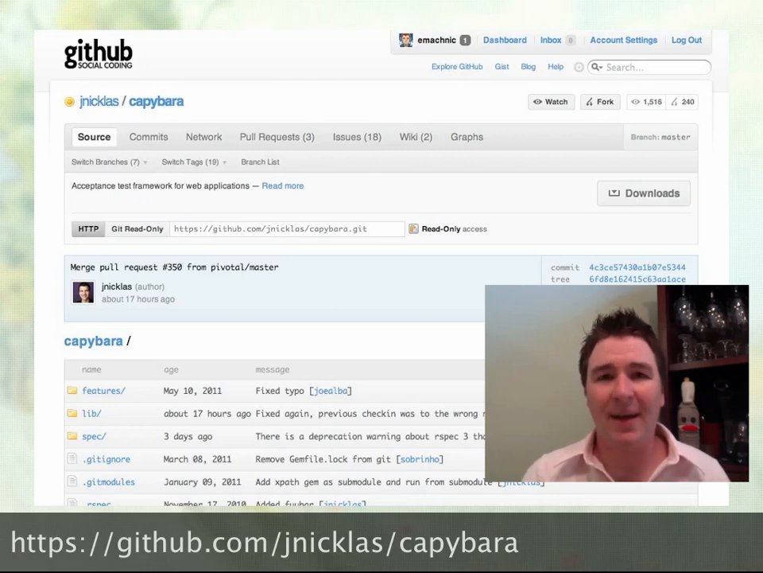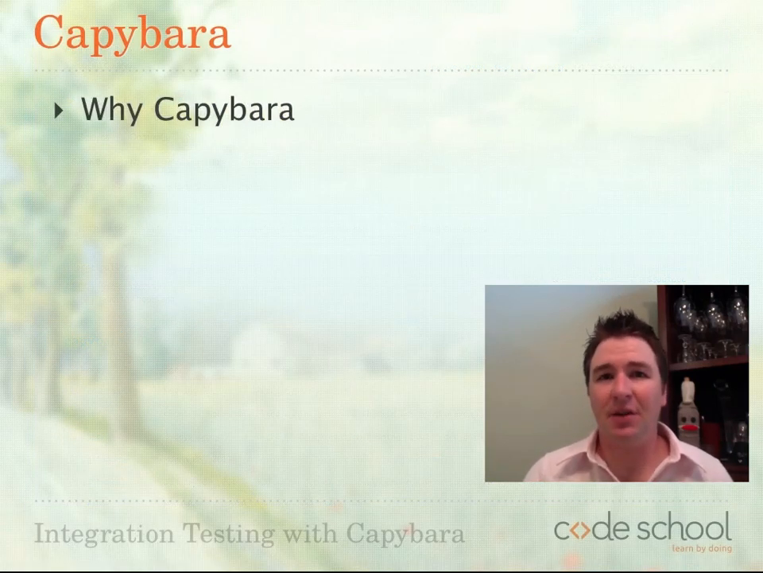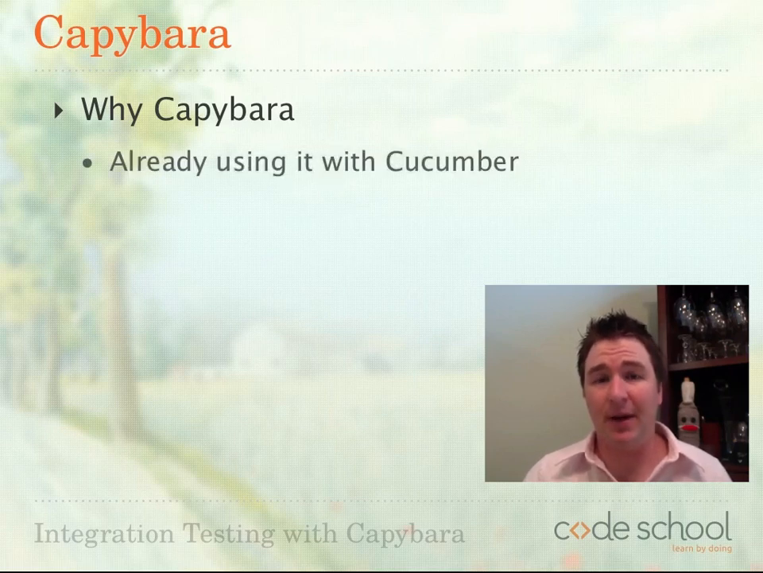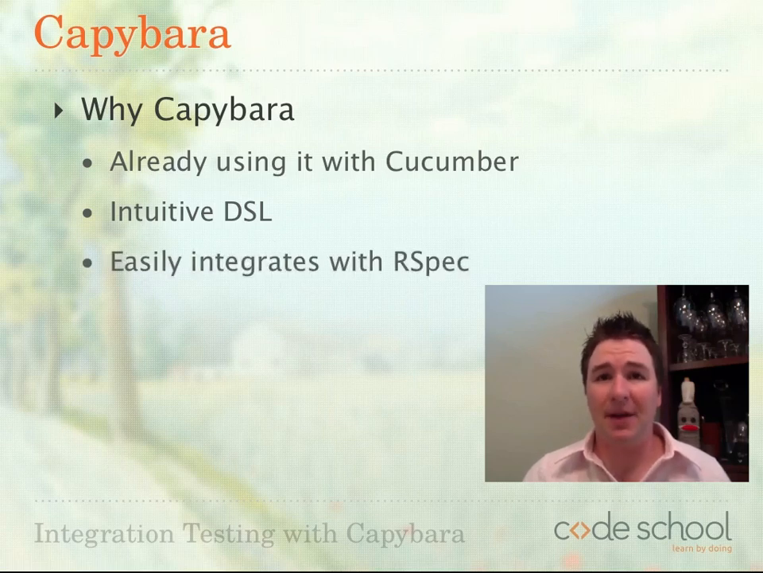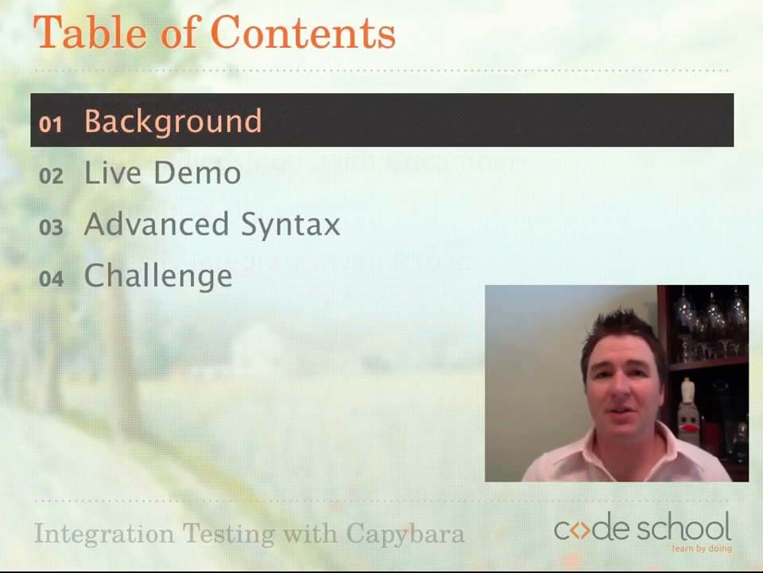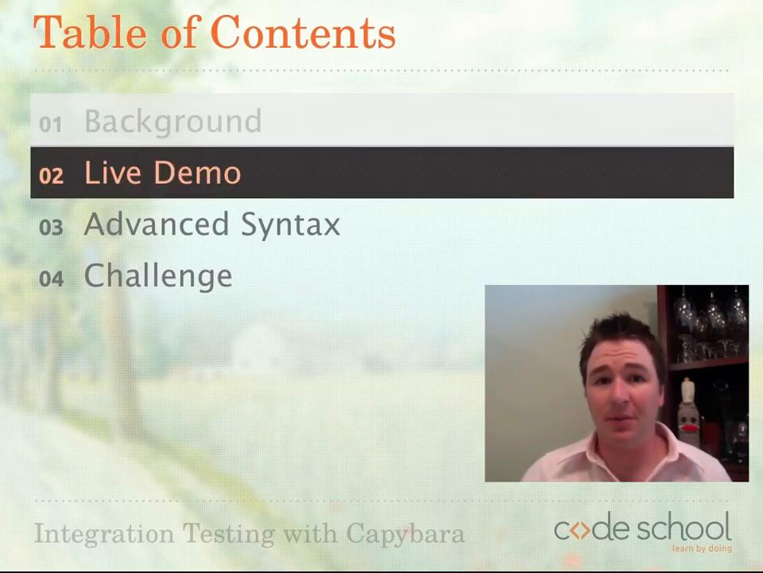So why Capybara? Well, chances are if you're using Cucumber, you're already using Capybara because it's the default now instead of WebRat. It also has a very intuitive DSL, or domain-specific language, which I will show you later. And also the newer versions of Capybara integrate very easily with RSpec, as opposed to how it used to be when you had to plug in Steak to be able to use Capybara. It comes out of the box, it's very easy. So let's go ahead and jump into a live demonstration. I'll show you some code.